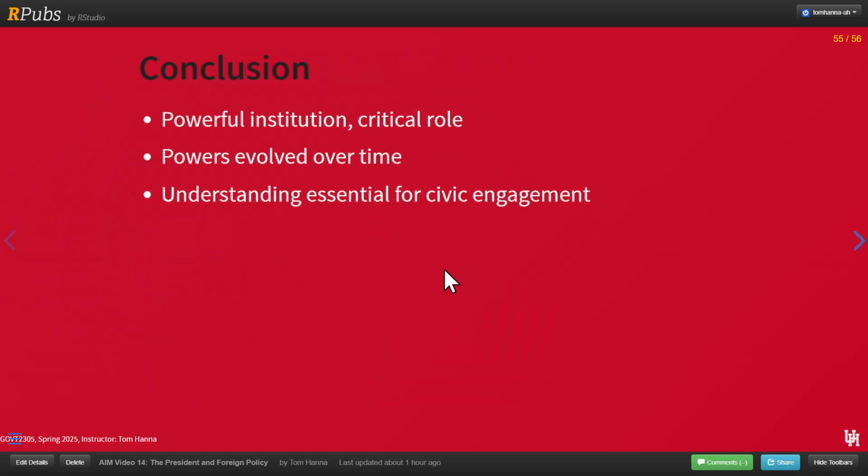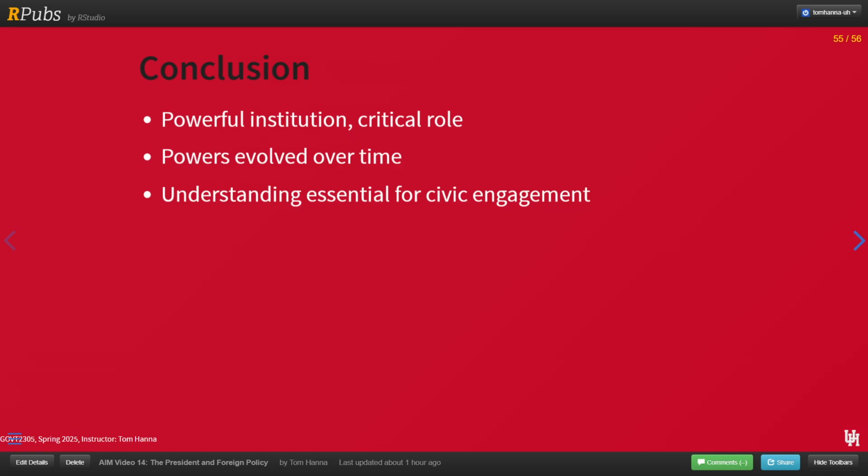So, conclusion: the presidency is a powerful institution. It's a critical role, and the president holds more individual power than any other single person. Does that mean the president holds more power than Congress acting together? No. He should have roughly equal power to Congress acting together. Does he have more power than a majority of Supreme Court justices acting together and the Supreme Court as a whole, as an institution defending itself? No. He should not have more power than the Supreme Court. He should have roughly the same power.